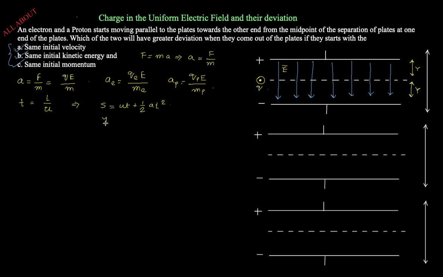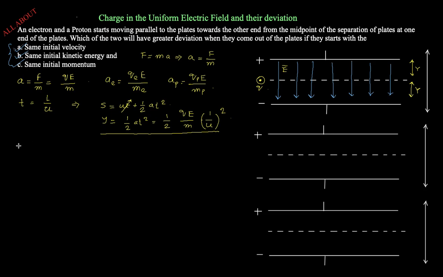So the y deviation becomes, the initial velocity in the y direction is 0 over here, so this part is 0, leaving half at square. Now putting the value of a, that is half qE by m into t square. Here t is L by u, so t square is L square by u square. Now this is the general formula for the deviation: qE L square by 2m u square. Okay, now come to the picture.